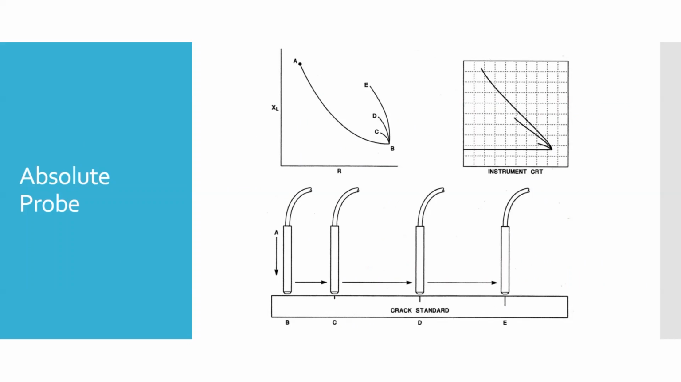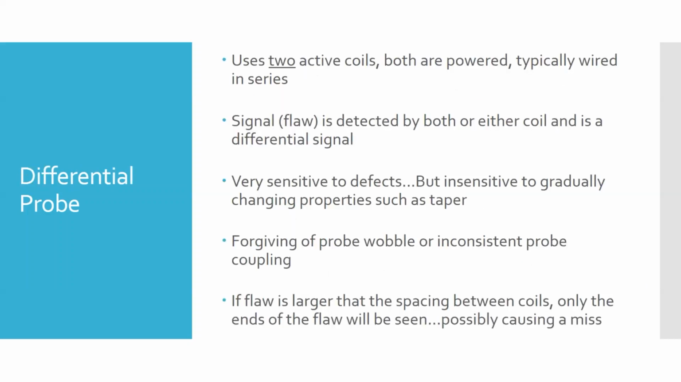And then the ones going to C, D, and E, or the 3 that are on the right here above, are your 3 flaw indications that are showing; this crack standard has 3 flaws. So we talked about some of the advantages and disadvantages, and that differential probes are more sensitive to immediate changes, but they're not going to pick up gradual as much.